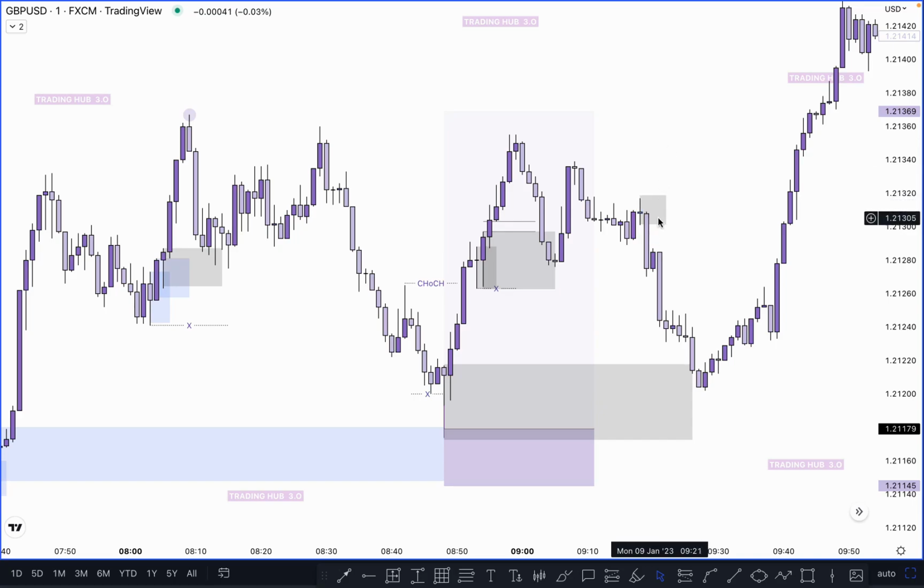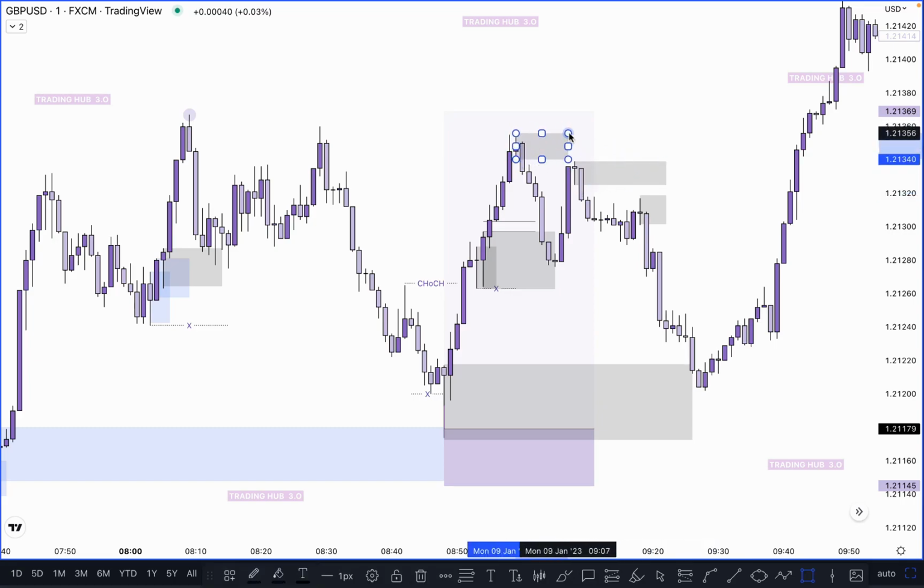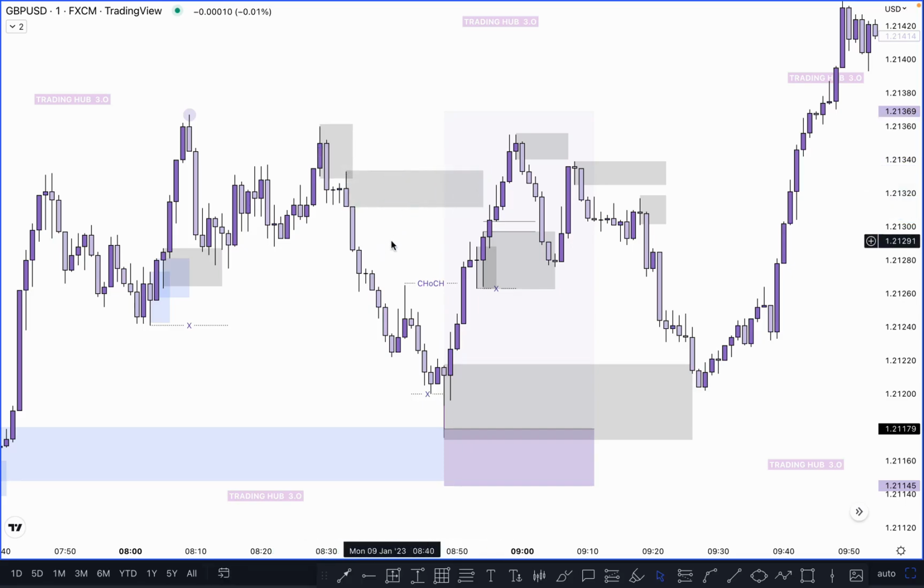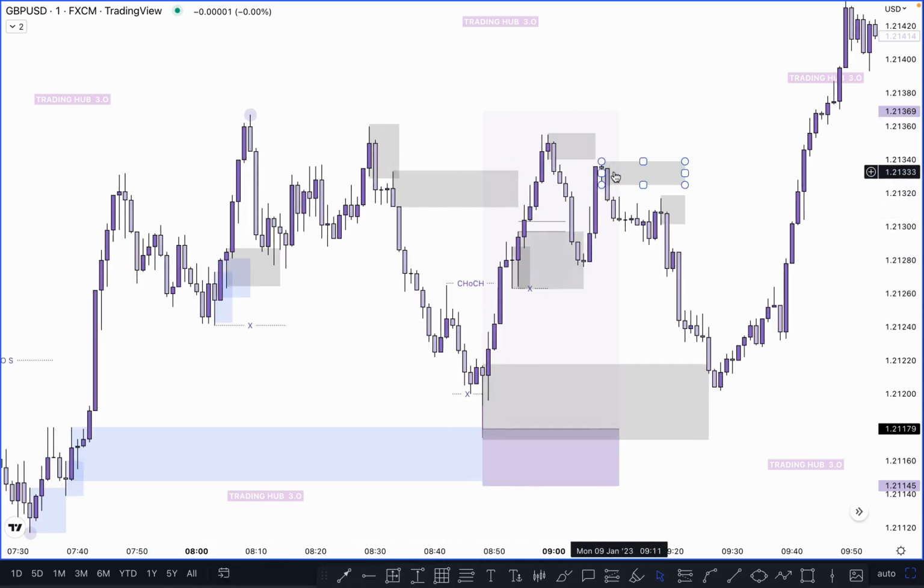This is a trap for smart money traders, and this one is also a trap, and this one too. These are all traps here. Why? Because momentum is bullish, so why are you selling here?